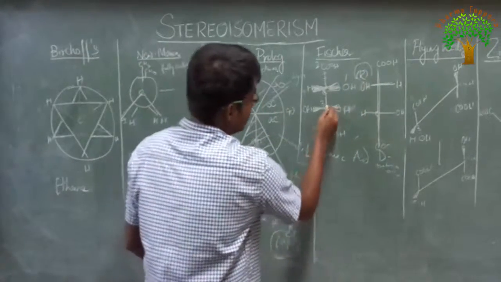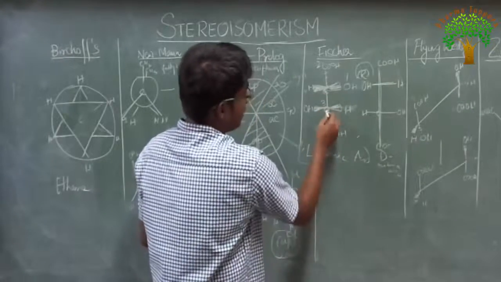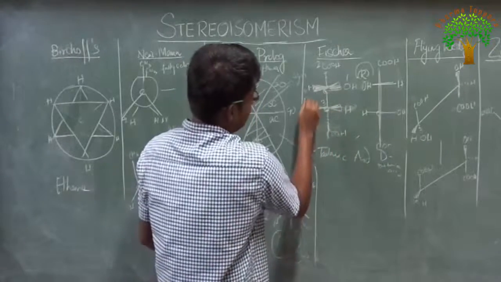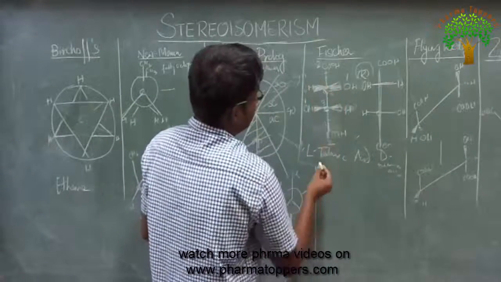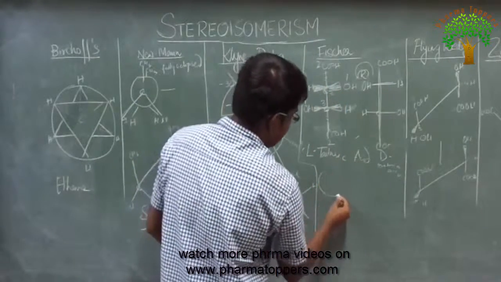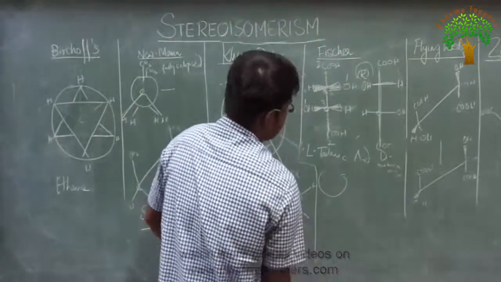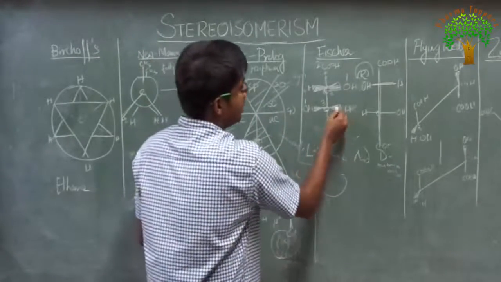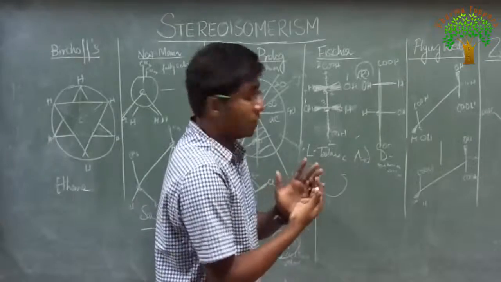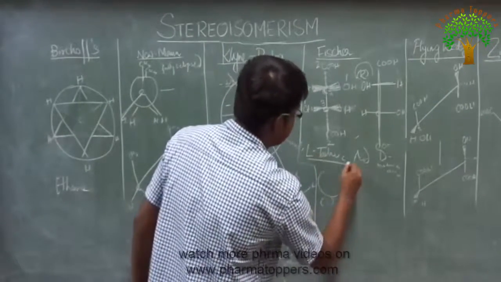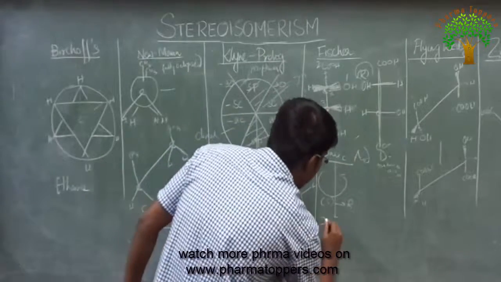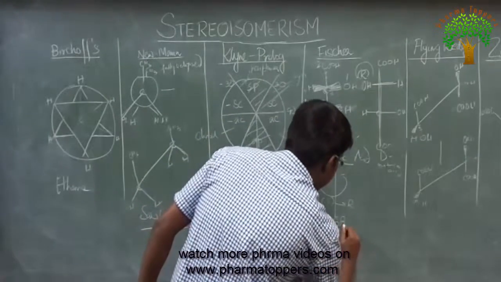Again, for this carbon, assign priorities now. This will be 1, this will be 2, and this carbon is 3. So what we have is like this. So we have S. However, again, we have a hydrogen that is facing towards you, so this will be reversed. So this is R. So actually, L-tartaric acid is nothing but 2R, 3R tartaric acid.